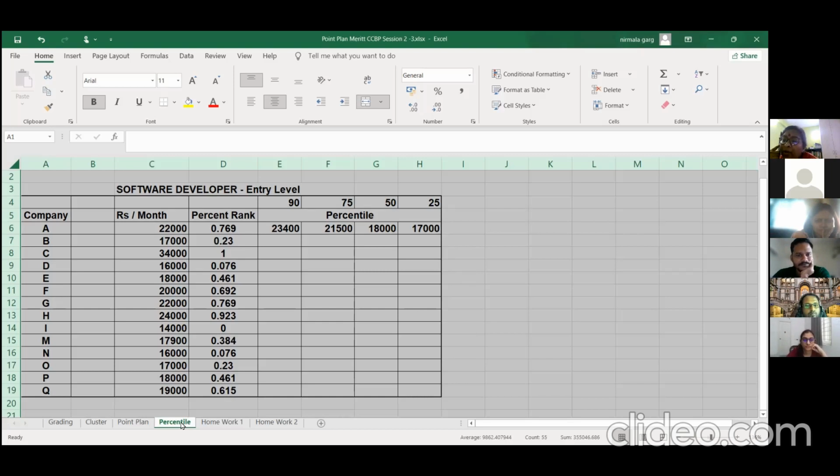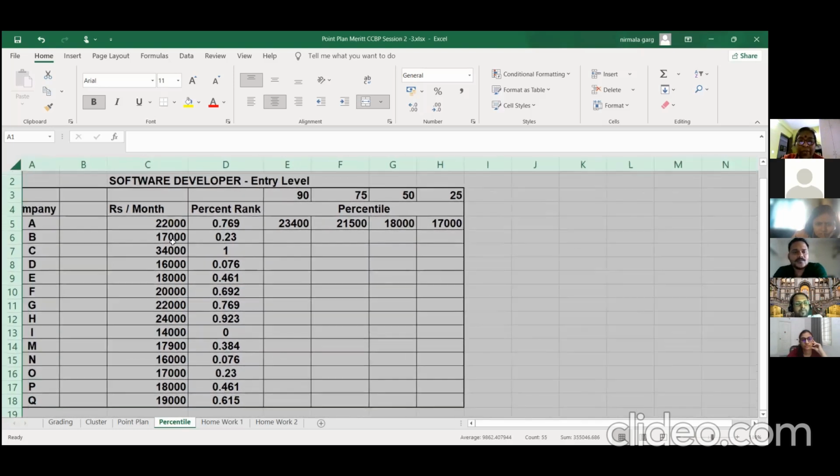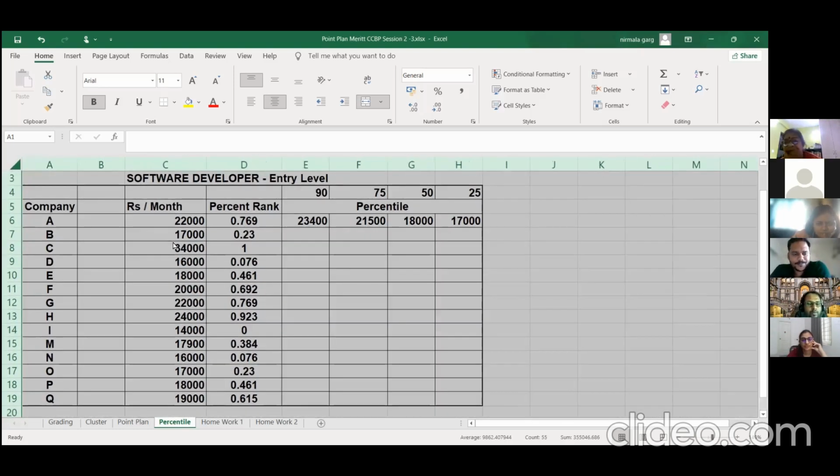Now, what will I do? I'll do a market survey. Quickly, I will look at all the software companies, for example A, B, C, D, F, G, H, till Q, and I've collected data. Can you see this, or do you want me to make it bigger? So I have put 22,000, 17,000, and so on. This is the market data, just like the report I showed you. But how will I know which is the 75th percentile?